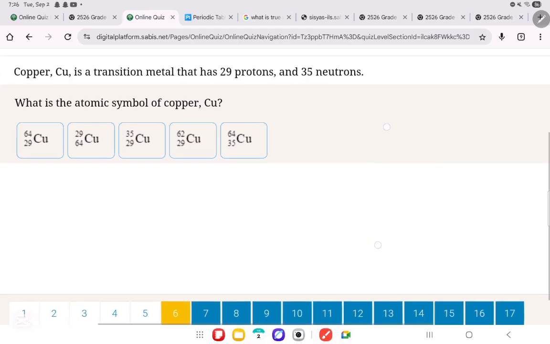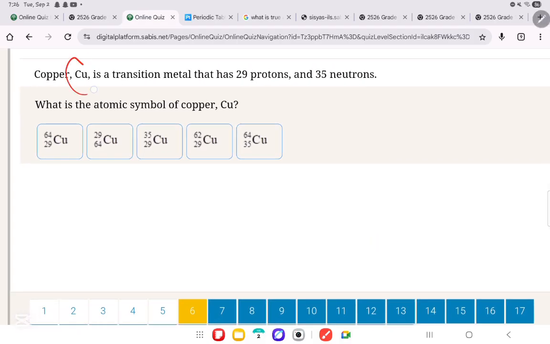Let's move on to question number 6. Copper, Cu, is a transition metal that has 29 protons and 35 neutrons. Now, what is the atomic symbol of copper? First of all, you will start with the element, which is copper, Cu. Then on top, what do you need to have? You need to have the mass number.